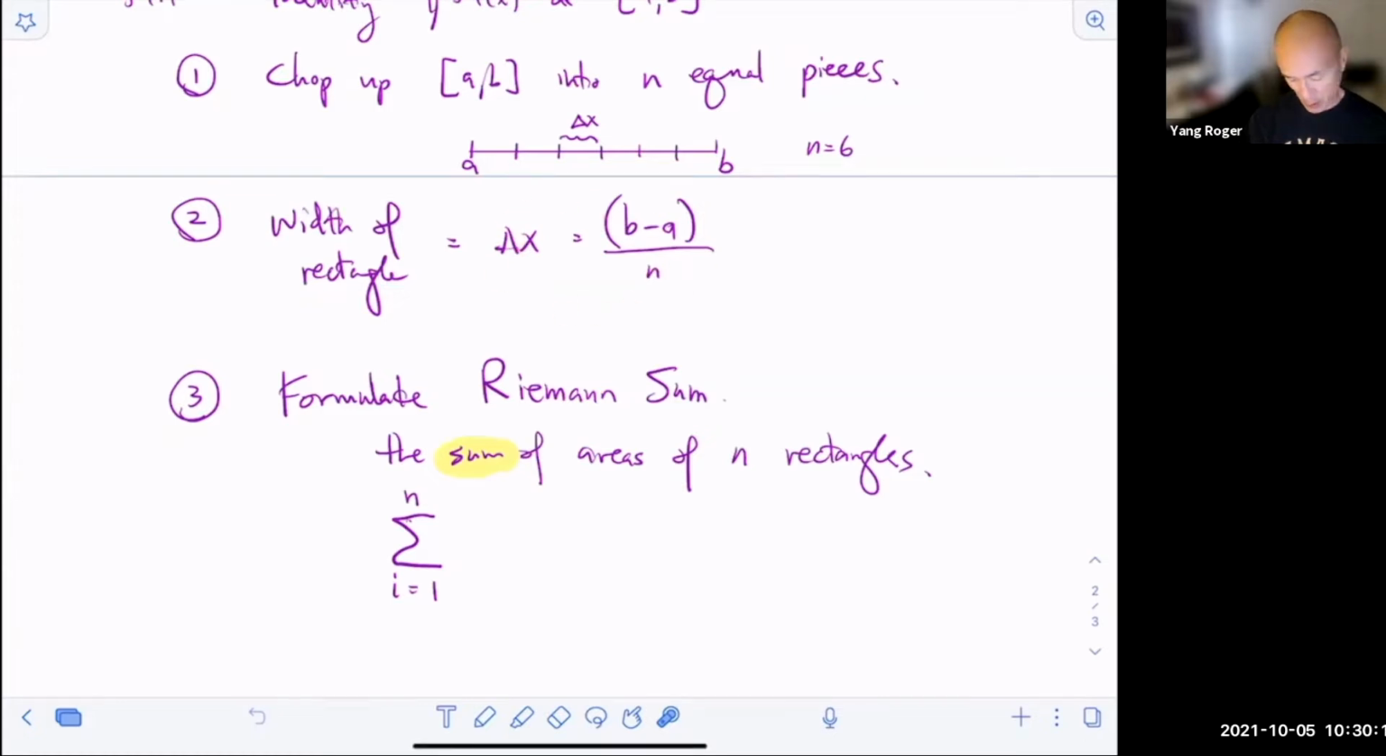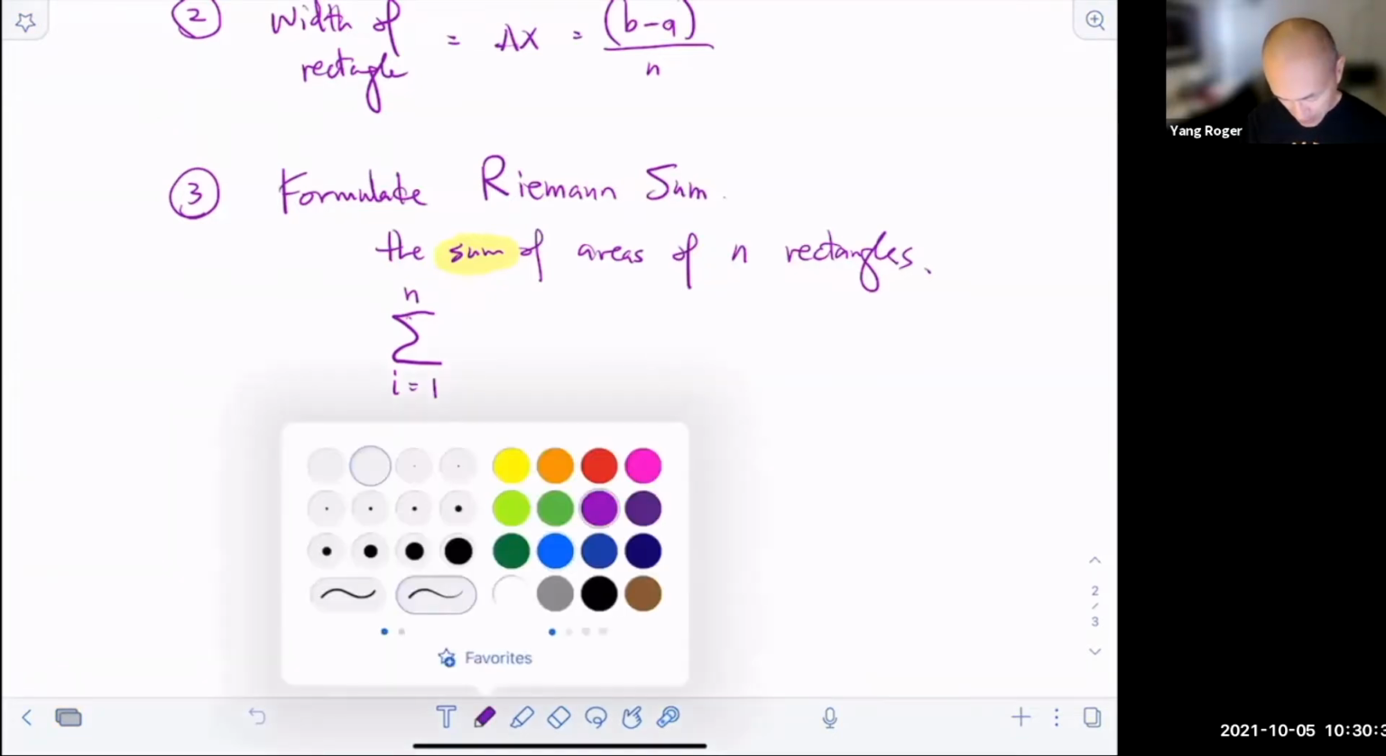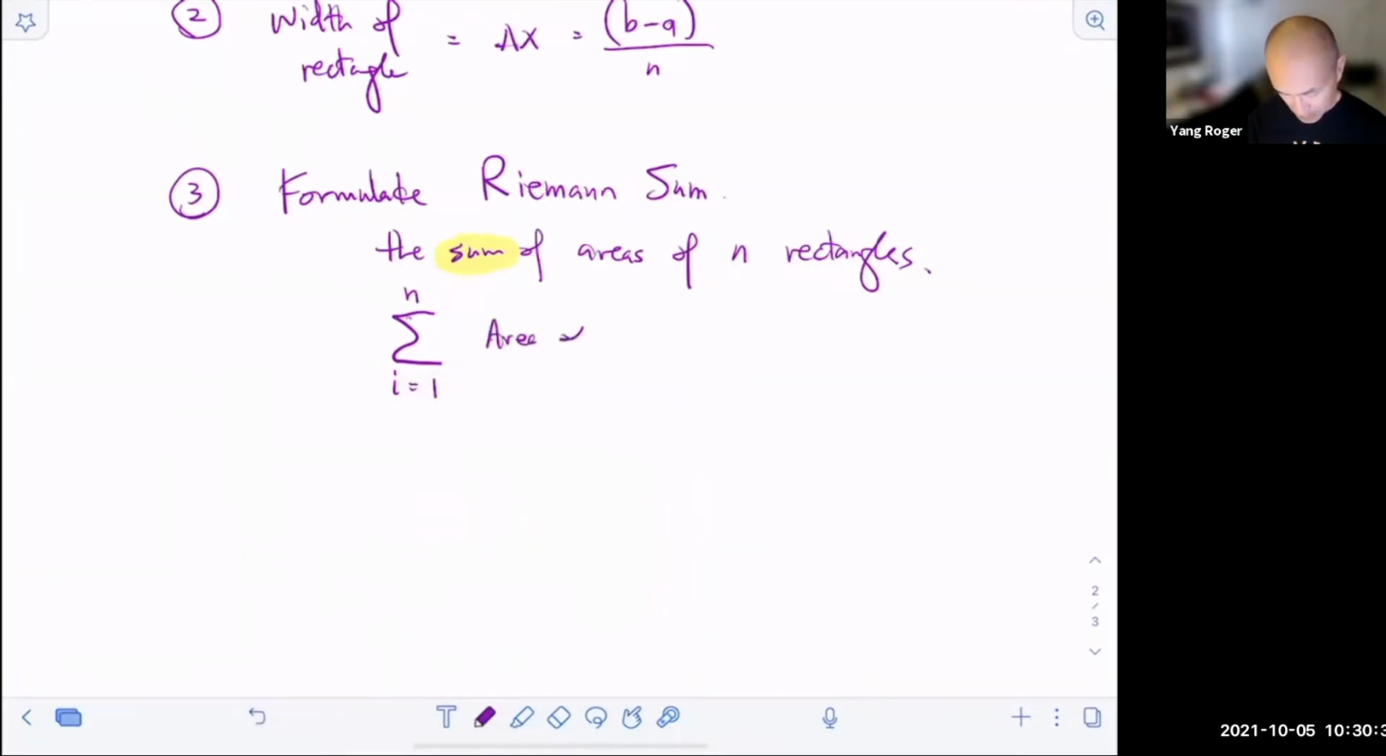Then the next thing that we want to do is formulate something called the Riemann sum. This Riemann sum is the sum of areas of rectangles. So when I write this, you know you're adding together n things. And all we need to put on the inside here is the area of the ith rectangle.